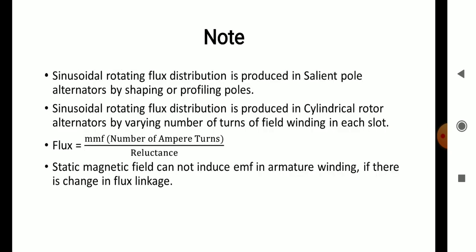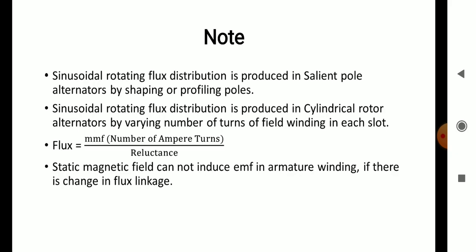Now there is something very important to note: how this sinusoidal shape of the flux density distribution is produced. The sinusoidal shape of rotating flux is produced by proper pole profiling or pole shaping in a salient pole alternator, and by varying the number of turns of the field winding in each slot in a cylindrical rotor, with a higher number of turns in slots in the interpolar region, and the number of turns in slots going on decreasing as we move from the interpolar region towards the field poles.